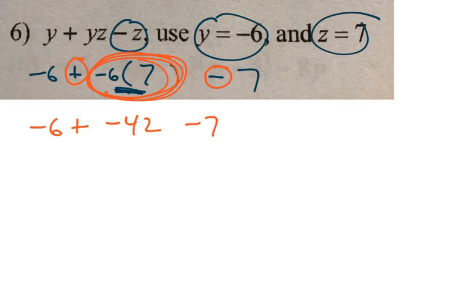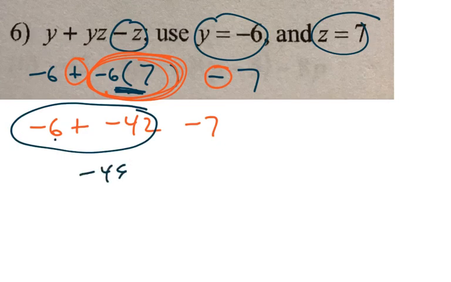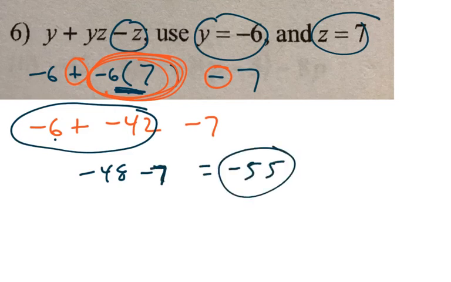Let's just go in order, right? We have a plus and a minus there. So let's do the plus first. -6 minus 42 is -48. And then we're going to do the -7. What is -48 minus 7? -55. But of course, all that work, guys, you could have checked with your calculator.